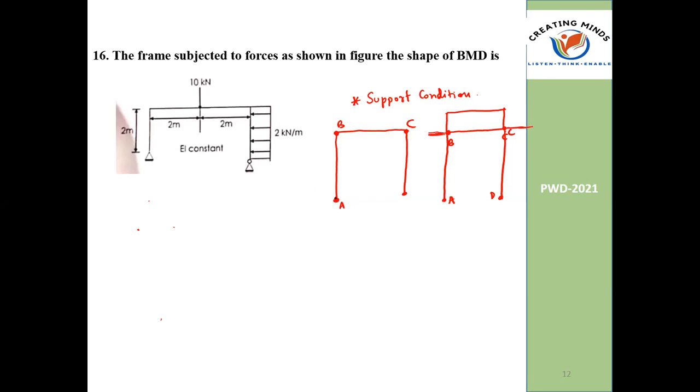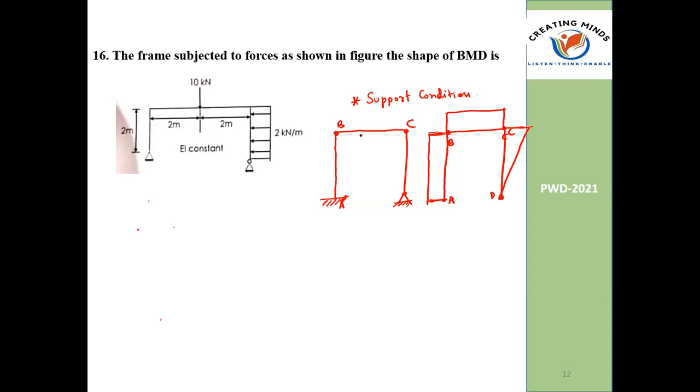But depending on the support condition, A and D will decide. If I am imposing fixity, it will get a moment. So this is the normal shape of BMD. If I am imposing a hinge, or roller or simple support, it won't take any moment. That's why I will connect it to 0.